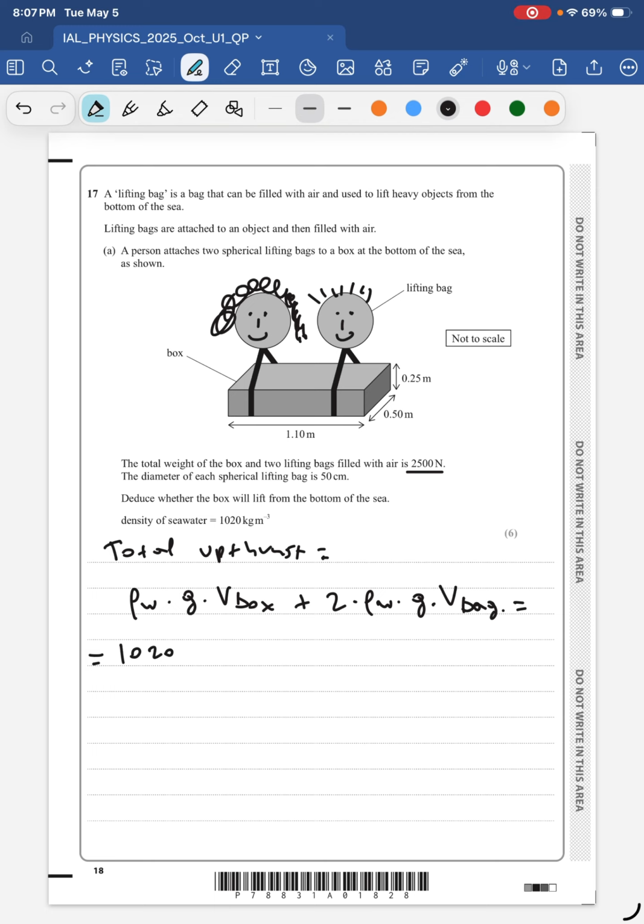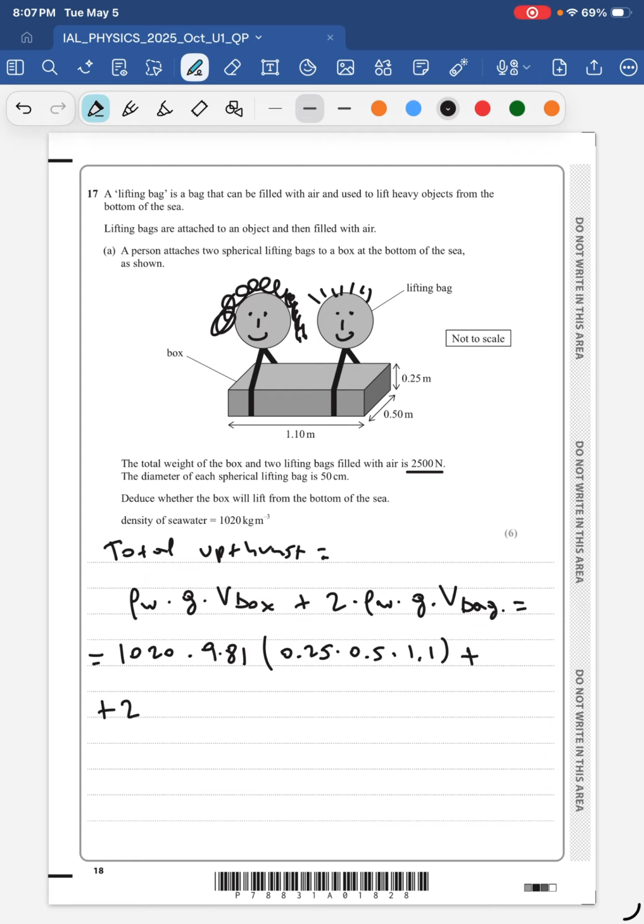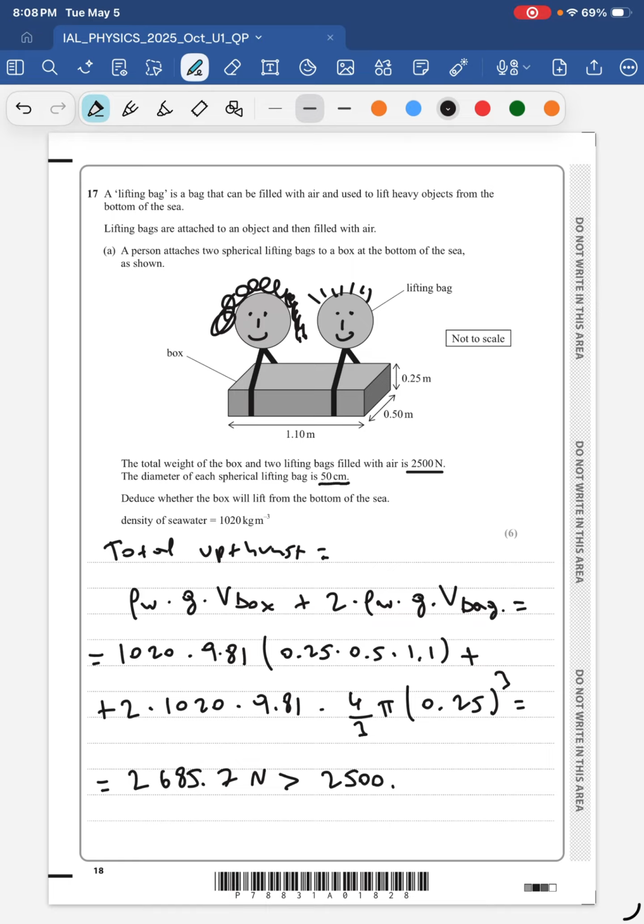So the density of seawater is 1020, g is 9.81, volume of a box is 0.25 times 0.5 times 1.1, plus 2 times, again, same density, same g, we are on the same planet still, times the volume of these bags, so 4/3 pi times the radius cubed, which is, the diameter is 50 centimeters, so 25 centimeters, so 0.25 meters cubed, and this yields 2,685.7 newtons, which is larger than 2,500 newtons.